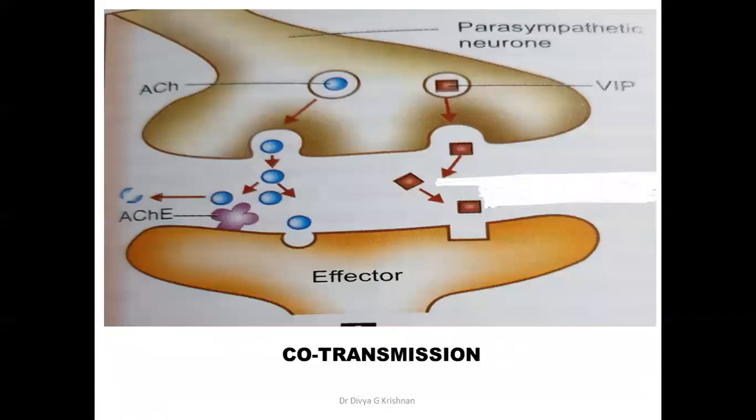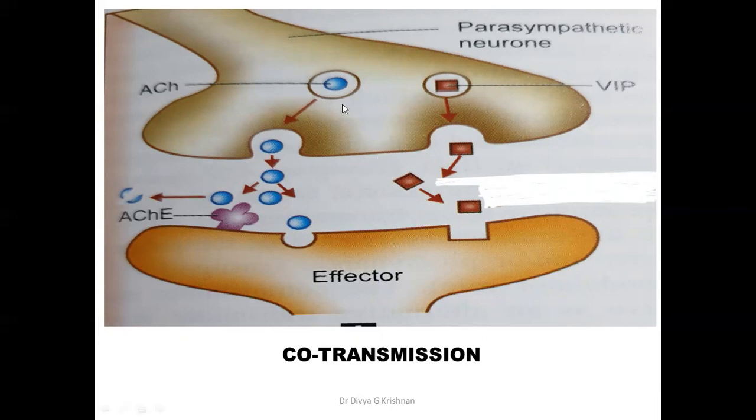Now let us have a glimpse of the co-transmission. So on stimulation, you have seen that the nerve is releasing a transmitter. Other than the primary transmitter, most of the nerves also release some other substances along with the primary transmitter. These can be substances like ATP, vasoactive intestinal peptide (VIP), neuropeptide Y (NPY), substance P. These are called co-transmitters, and they bind with their corresponding receptors on the post-junctional effector organ and bring about their effect.